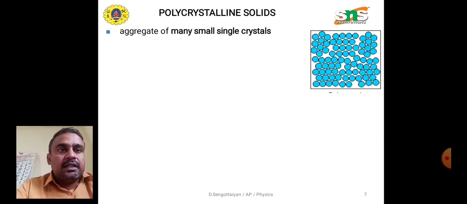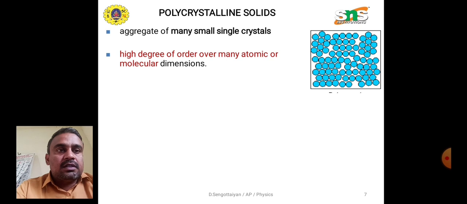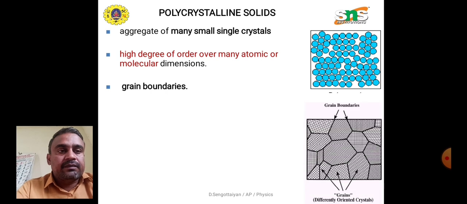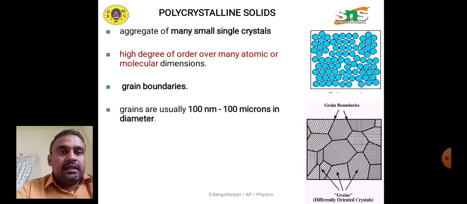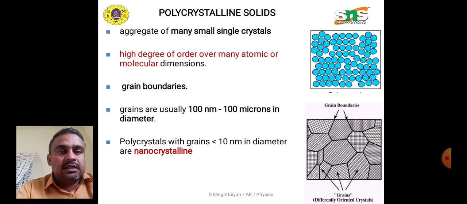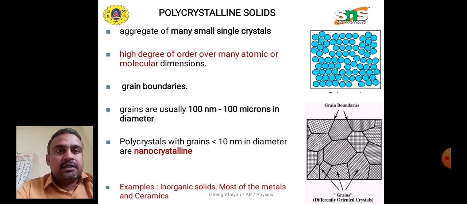Next, polycrystalline solids. They consist of many small single crystals, with a high degree of order over many atomic or molecular dimensions. The grains are usually 100 nanometers to 100 microns in diameter. Polycrystals with grains less than 10 nanometers in diameter are called nanocrystalline.